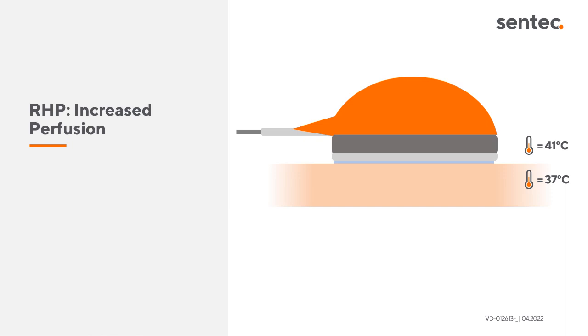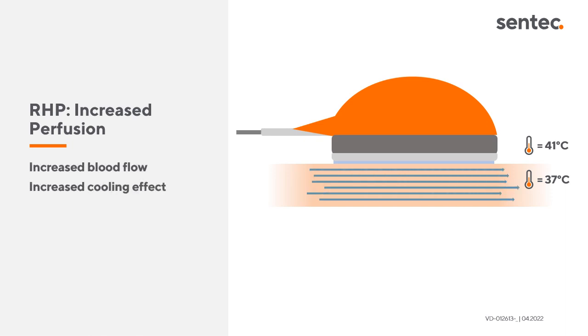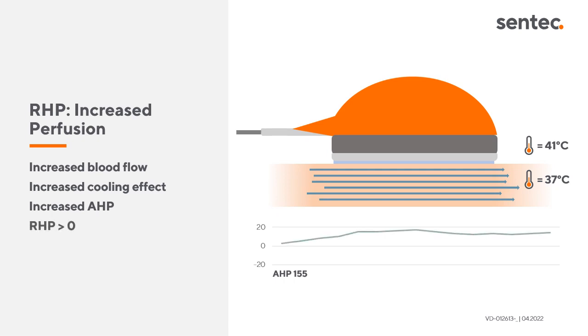To further explain the relationship between perfusion and heating power, we have an example scenario where the patient's perfusion has increased since sensor application. Again, the sensor temperature is typically warmer than the patient's body temperature. When perfusion increases, the blood flow has a cooling effect on the sensor, meaning that the sensor requires more power to maintain the sensor temperature. This increase in absolute heating power is represented by an increase in RHP.